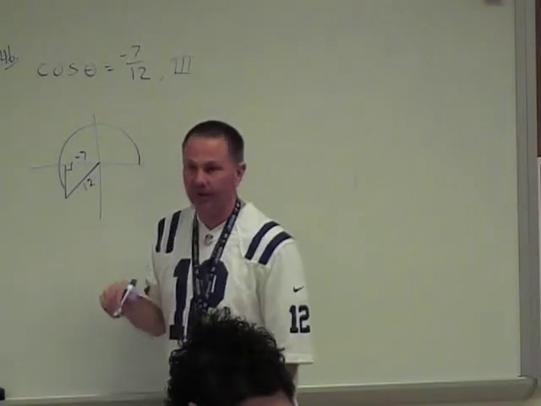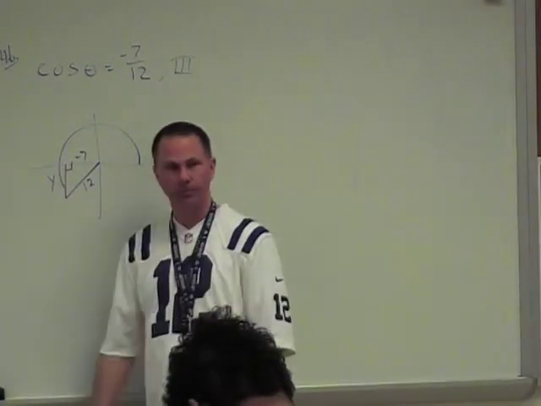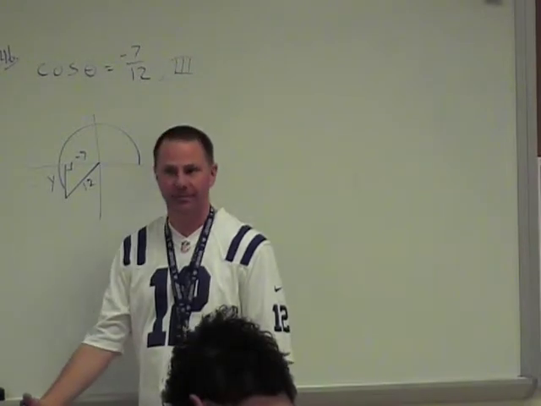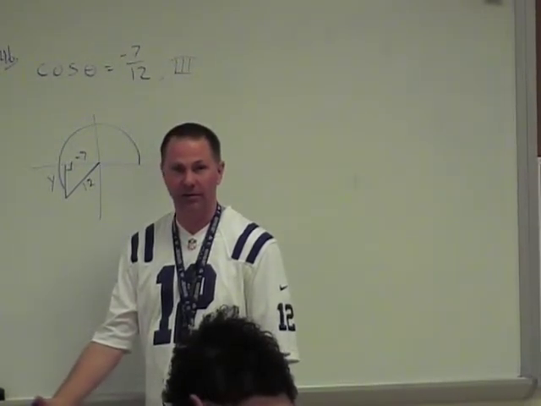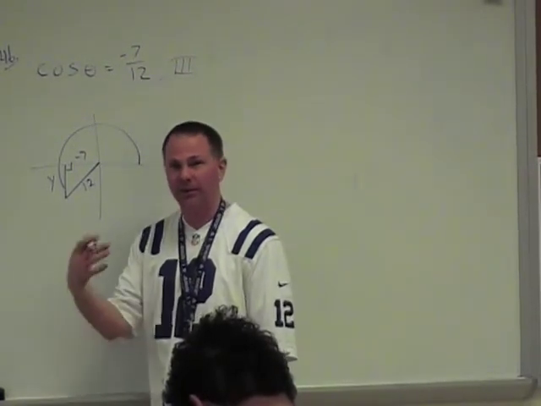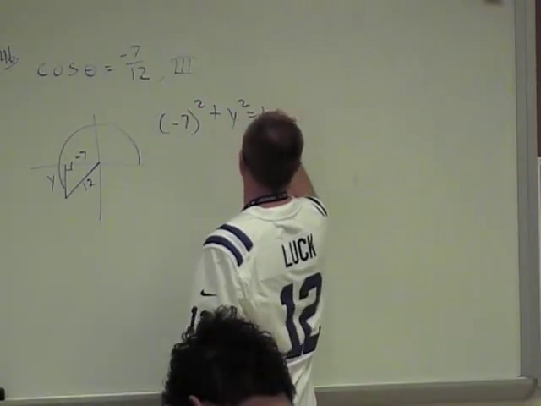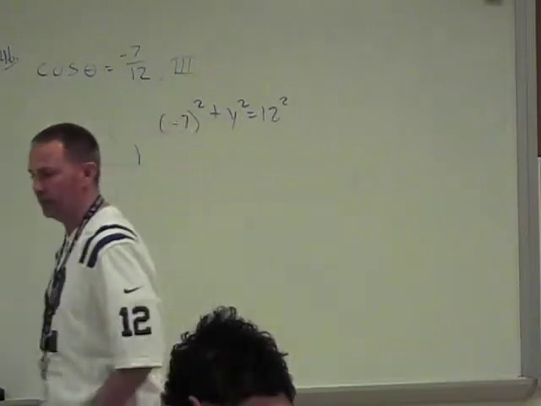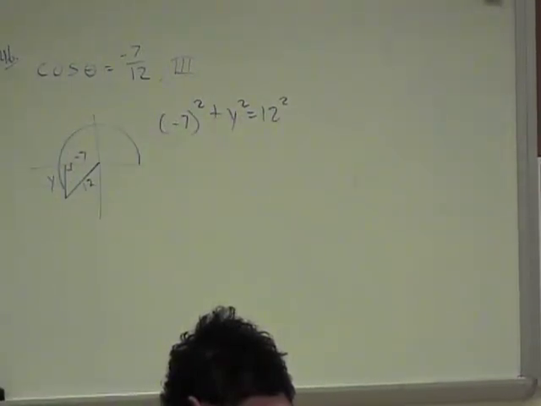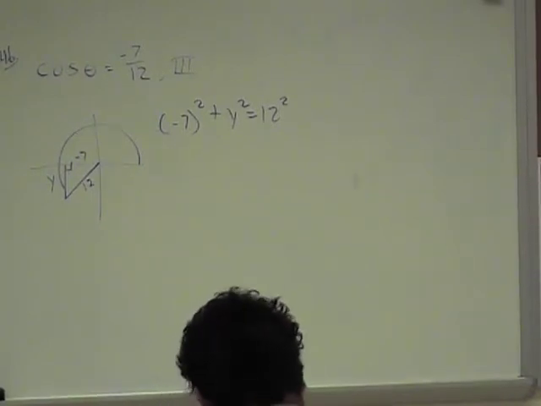So how do I find y? Pythagorean Theorem. Good. Negative 7 squared plus y squared equals 12 squared. Everybody tell me what y is, please. And then it becomes very easy after this. Use your calculator. Come on. Or do it in your head, whatever.